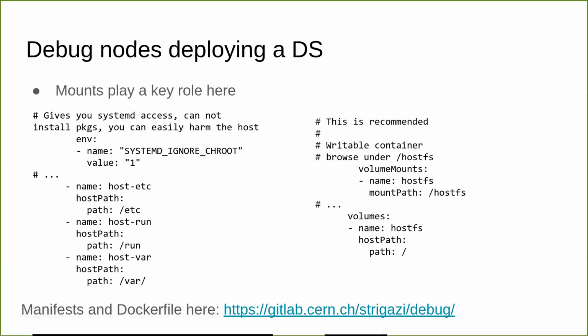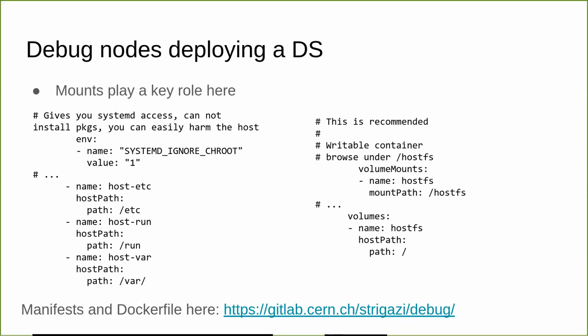Now, when you have this container running, you don't have to specify any mounts. You can just ignore the slide and just run this container with a sleep command. Or the ideal one is you can mount / from the node here and mount it in hostfs, and I will show you how this looks like.